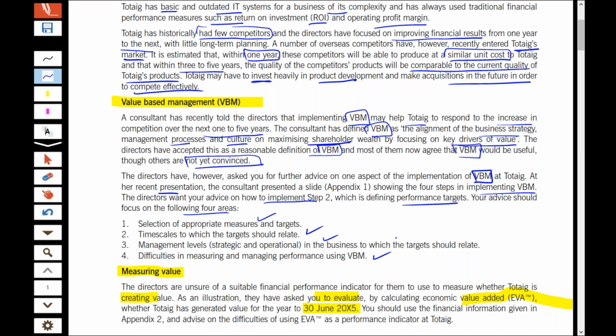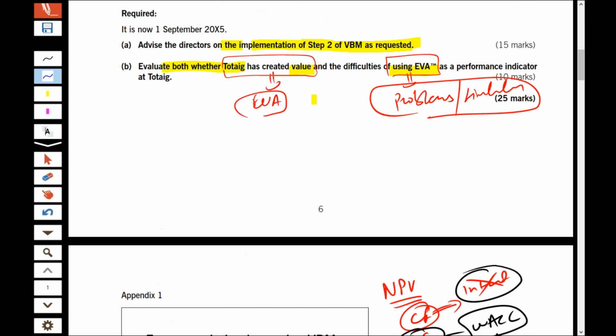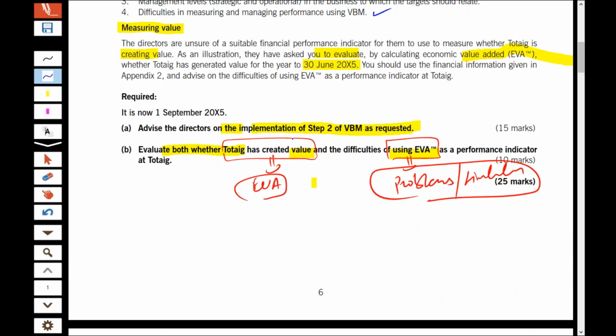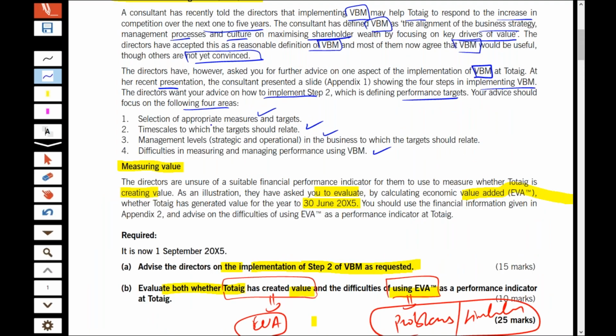So what they want is that we produce the answer with respect to defining the performance targets, with respect to the selection of measures and targets, time scales, management levels, and so on. Now, you need to try and understand what is actually going to happen in this specific question.